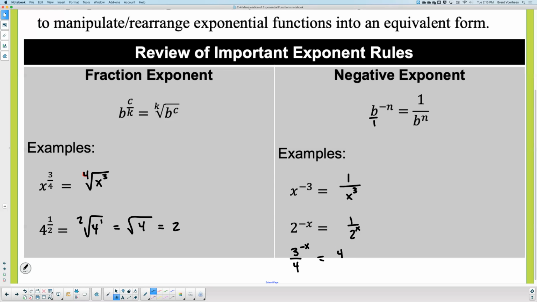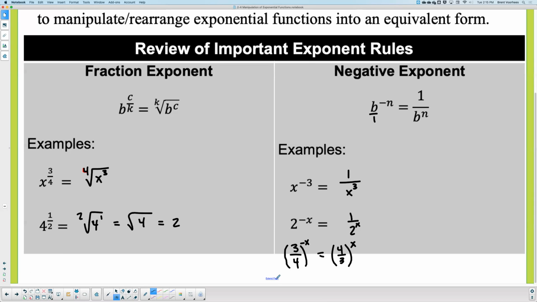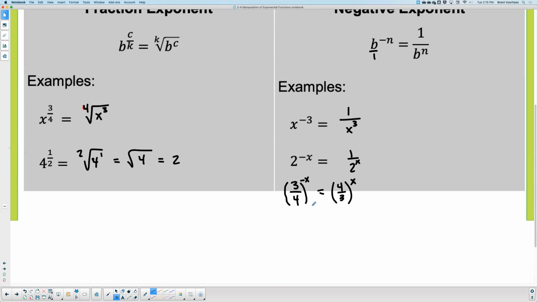This becomes 4/3. And let me put this in parentheses so you can realize the whole thing's being raised to that power. That would become 4/3 to the power of positive x. So each time you just take the reciprocal. So those are the 5 rules we're going to use today.